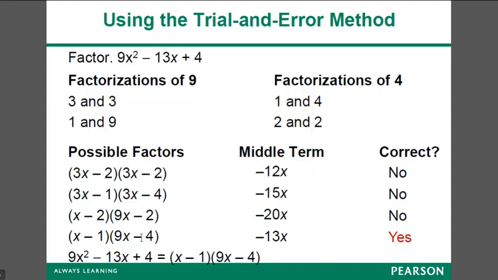Here I have x times a negative 4, which is negative 4x. Negative 1 times 9x, negative 9x. Negative 4x plus a negative 9x gives me a negative 13x, which is my middle term. So my factored form of 9x squared minus 13x plus 4 will be x minus 1 times 9x minus 4.